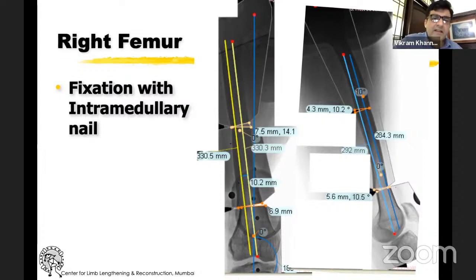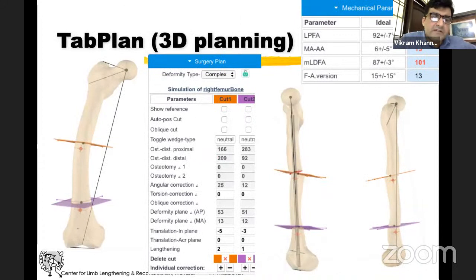We put the nail in. These yellow lines depict the nail, and we see that in the AP view they are going perfectly fine. However, in the lateral view, it's not going all the way up. Then we also used the TAP plan. That's an online 3D planning software to do the planning for the femur, because we were not getting adequate correction with the 2-level osteotomy with the TraumaCAD, especially in the lateral view.